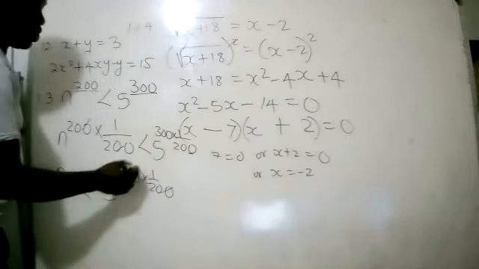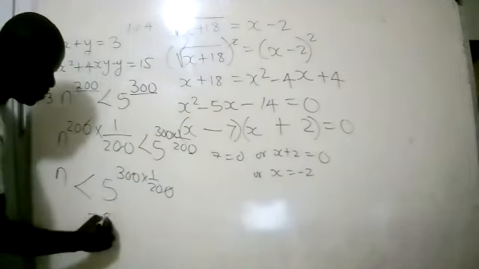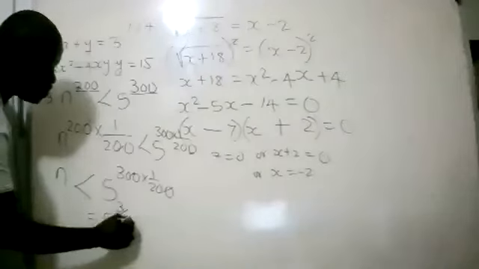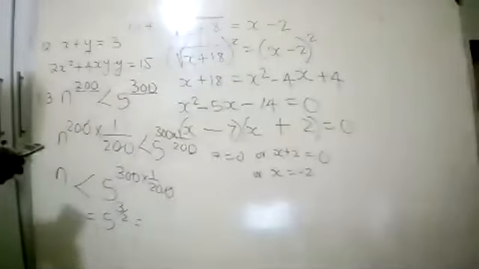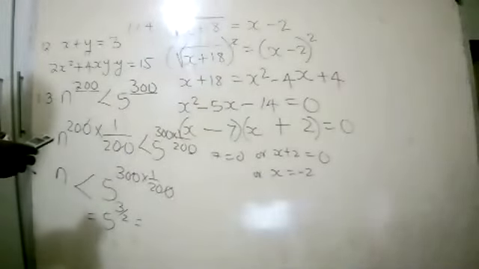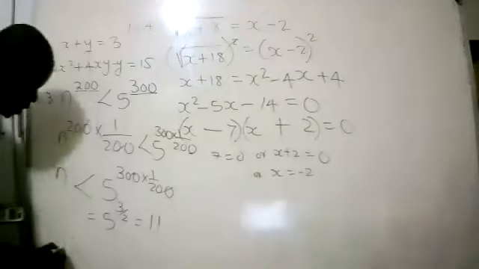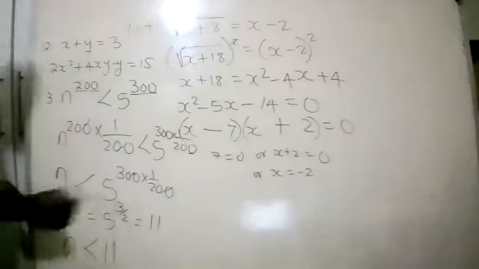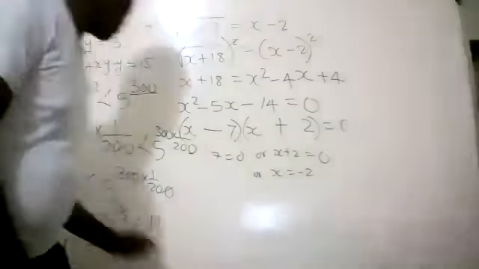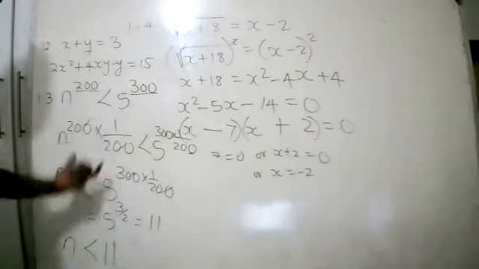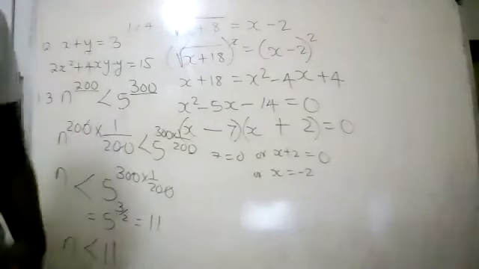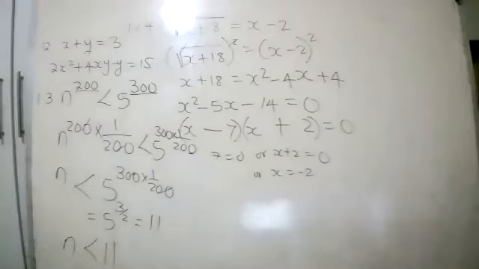The zeros cancel each other, and you have 5 to the power of 3 over 2, which you can press into your calculator. What is 5 to the power of 3 over 2? That will give you 11. Therefore, n must be less than 11 for this inequality to hold. So n must be 11 here for this inequality to hold. Is that clear? Okay. Yes.